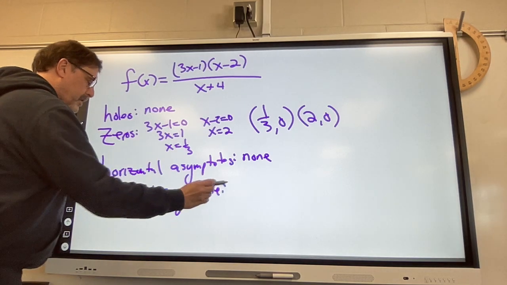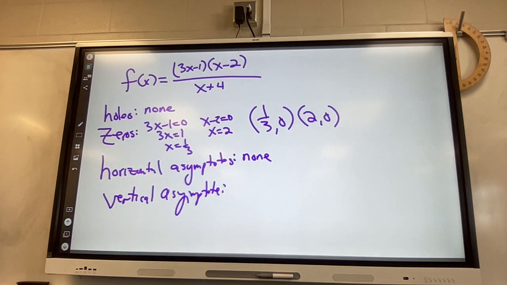Vertical asymptote, these are up and down. Kevin was here on February 28th. He was not here yesterday. I read that you weren't here yesterday.